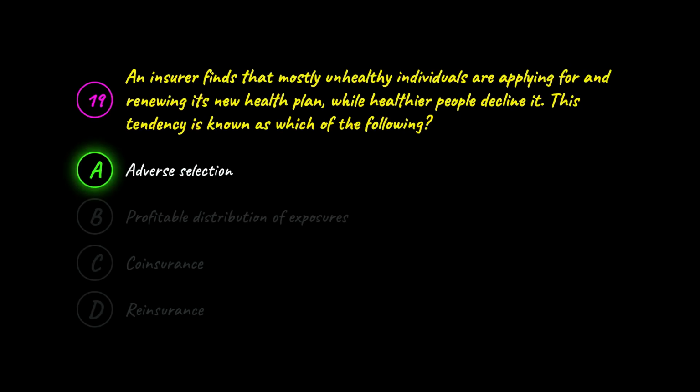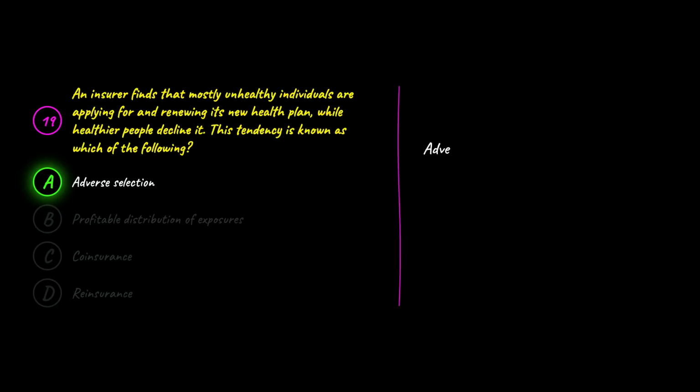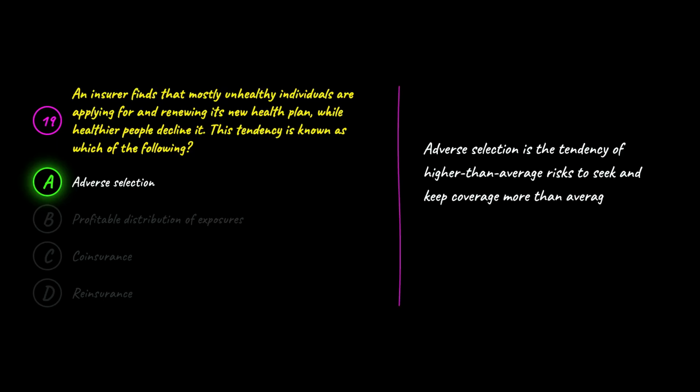The correct answer is A. Adverse selection. A is correct because adverse selection is the tendency of higher than average risks to seek and keep coverage more than average risks do. It threatens an insurer because actual losses then exceed predictions.